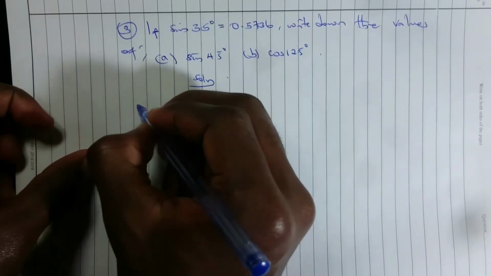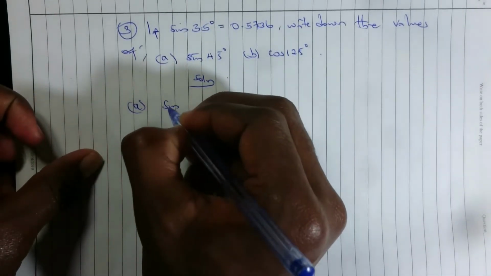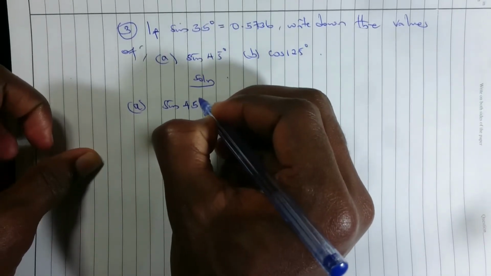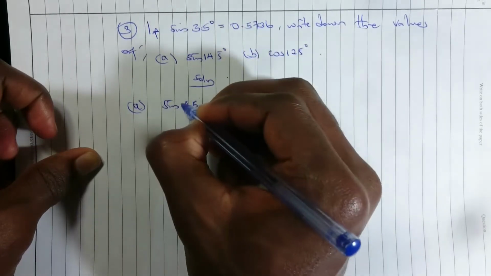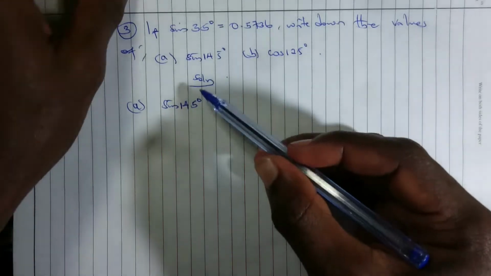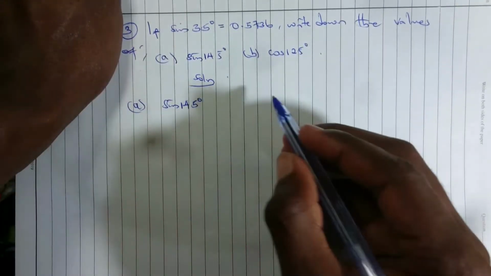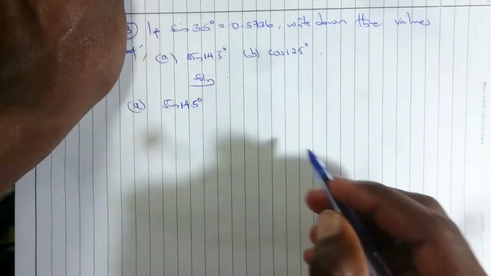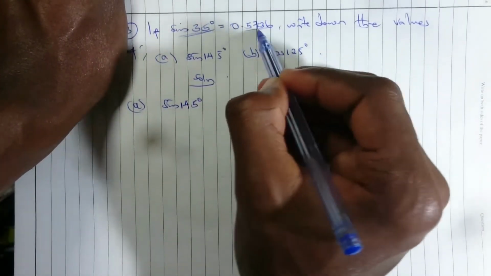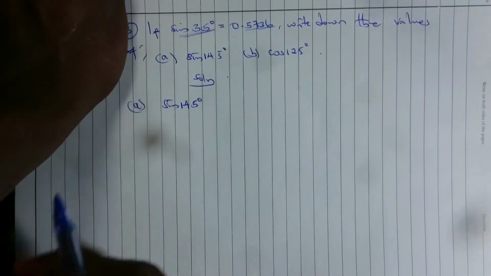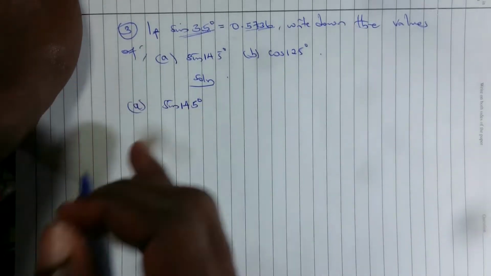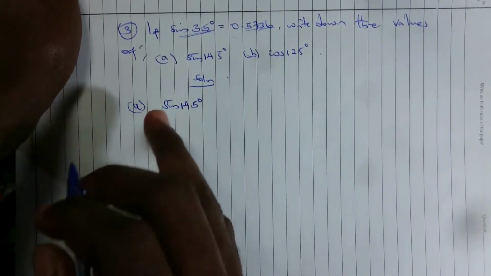We have A, which is sine 145 degrees. So here sine 145 degrees. Let us check how we can express that in terms of 35. So that means we already have sine 35 given. That means we have to create sine 35 somewhere, but we are going to use the same concept that we have been using. We have seen 145 is an obtuse angle, between 90 and 180 degrees.